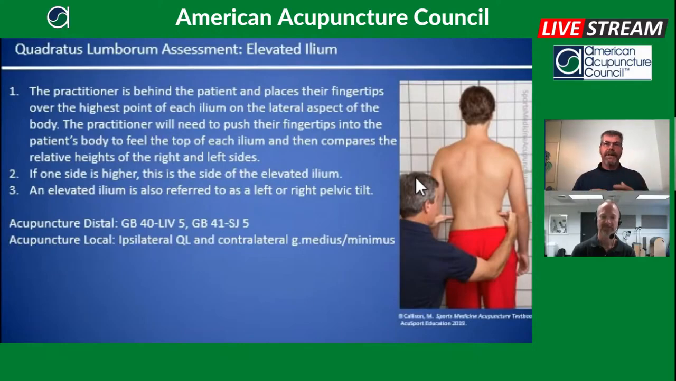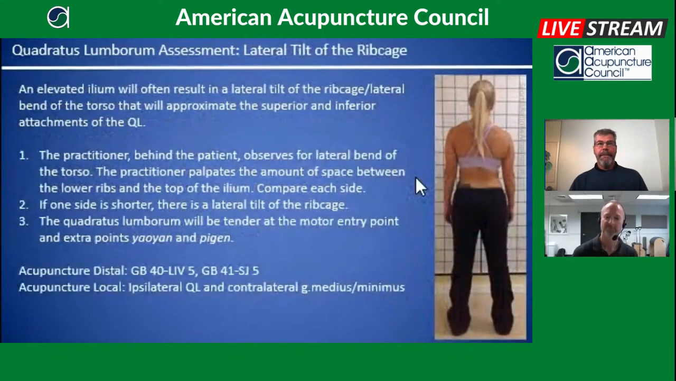The opposite side, glute medius and minimus, are then shortened and pulling that side down. So it's the opportunity for this muscle then to become shortened. Now, commonly what we'll see with this as well is a lateral tilt of the rib cage on the same side. Let's go to the next slide.